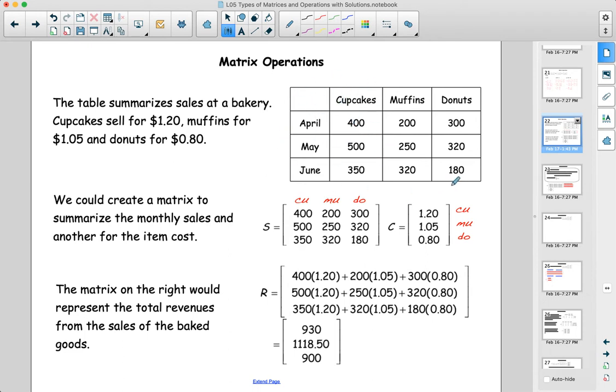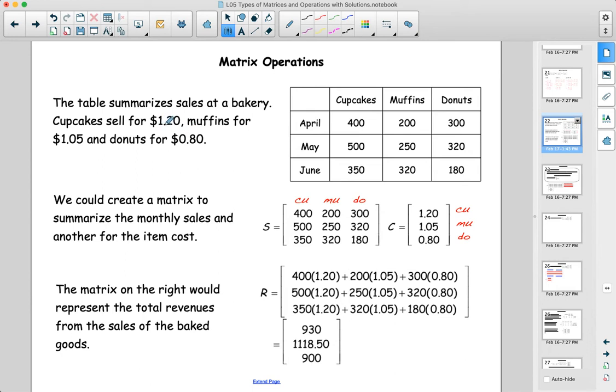So this is a table that's summarizing what's happening at a bakery. They sell cupcakes, muffins, and donuts. This is their total sales for April, May, and June. So I guess we could call this a monthly sales matrix. Notice this column representing cupcakes, this representing muffins, this representing donuts. Each row would correspond to a month, April, May, and June.